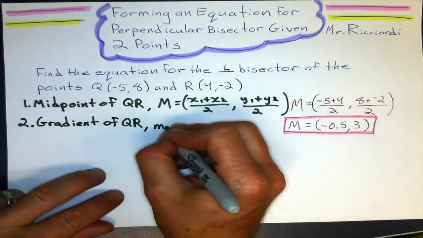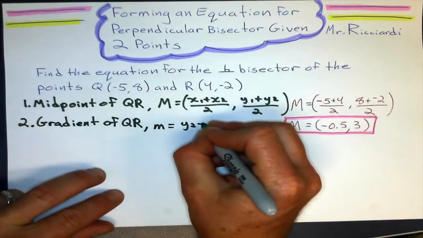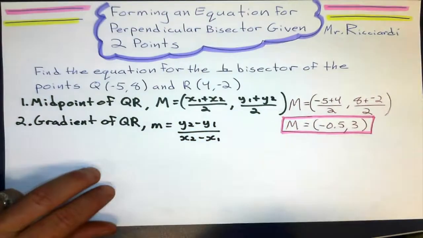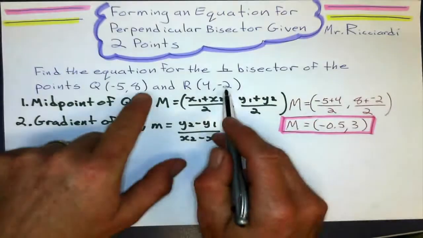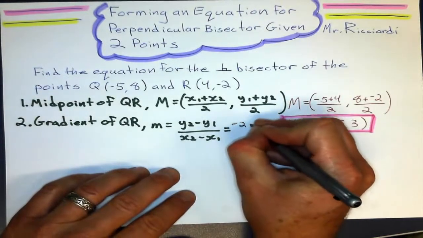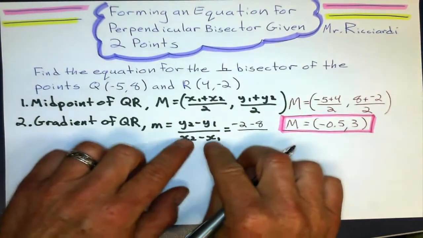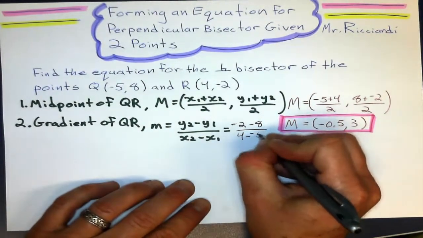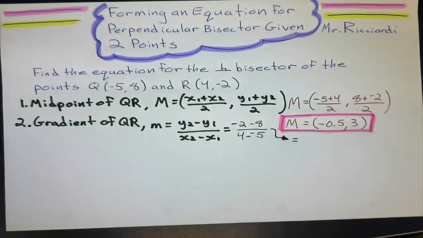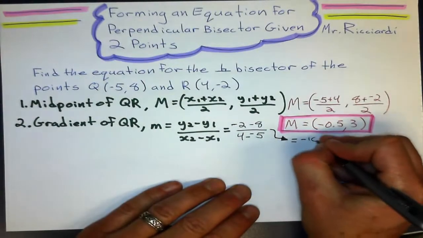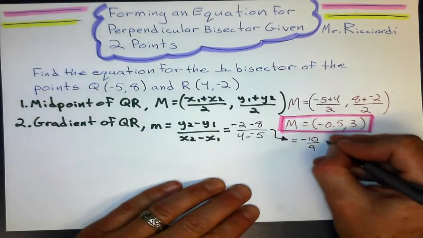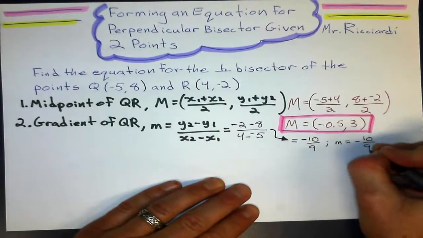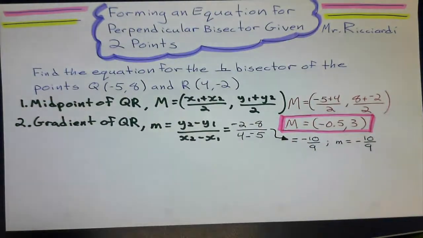Okay, next we find the gradient of QR. Lowercase m, the gradient is change in y over change in x, of course. The change in y is -2 minus 8 over change in x, 4 minus -5. And down here, that gives me -10 over 9. Okay, so my gradient is -10/9 for QR.